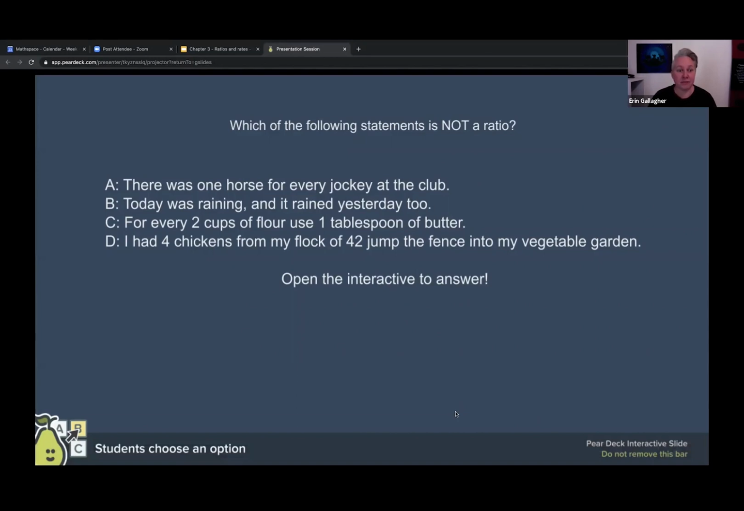What I might do is I'll read them out very slowly in case you have troubles reading on the screen. The first one is, there was one horse for every jockey at the club. The second one is, today is raining and it rained yesterday too. Bad grammar. The third one there is, for every 2 cups of flour, use 1 tablespoon of butter. And here are my chickens. And the last one is, I had 4 chickens from my flock of 42 jump the fence into my vegetable garden.